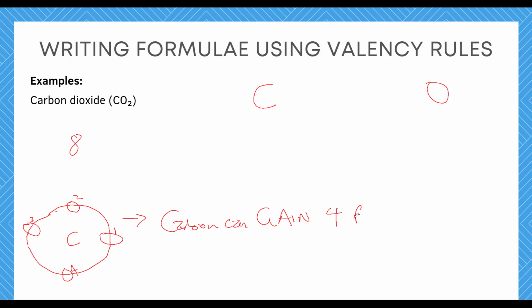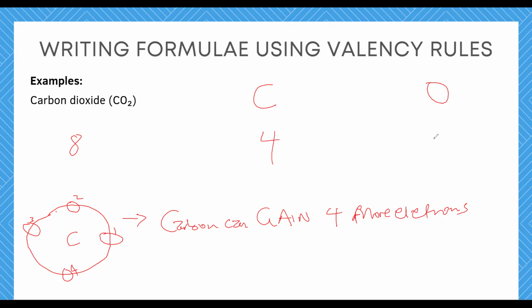Gain four more electrons. Is that correct? Yeah. So now what is the valency of carbon? Four. Good. Why is it 4? Because carbon can gain 4 more electrons. Yeah, it can gain four. Good. Now, what is the valency of oxygen? We've already dealt with this in the previous question.